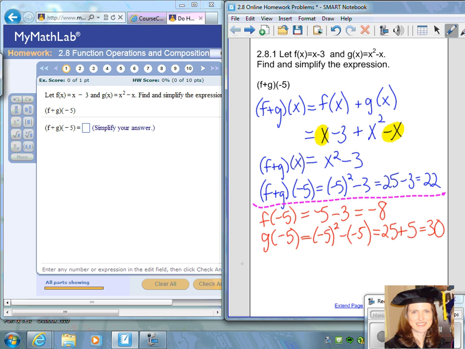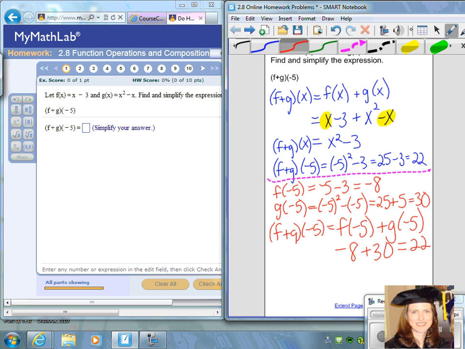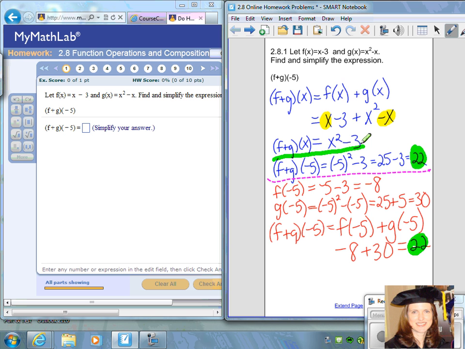So the other way to find f plus g of negative 5 is to find f of negative 5 plus g of negative 5, and that is going to be negative 8 plus 30, which is equal to 22. So you can see there are two ways to get this answer. One is by finding the general form and then plugging it in. And the other way is by plugging it in first and then combining them. So the answer is 22.